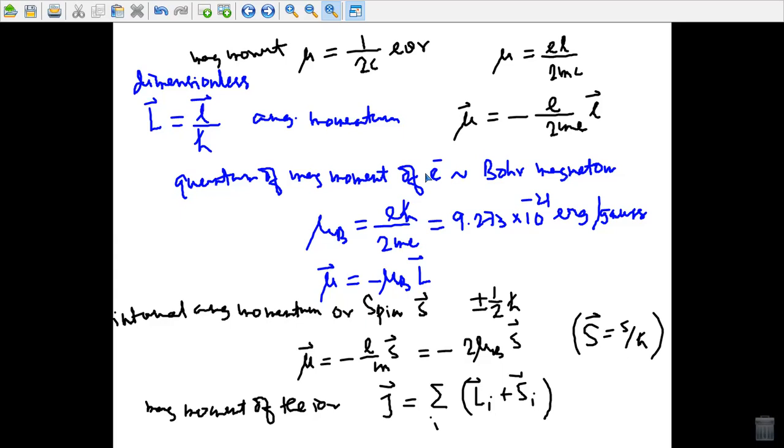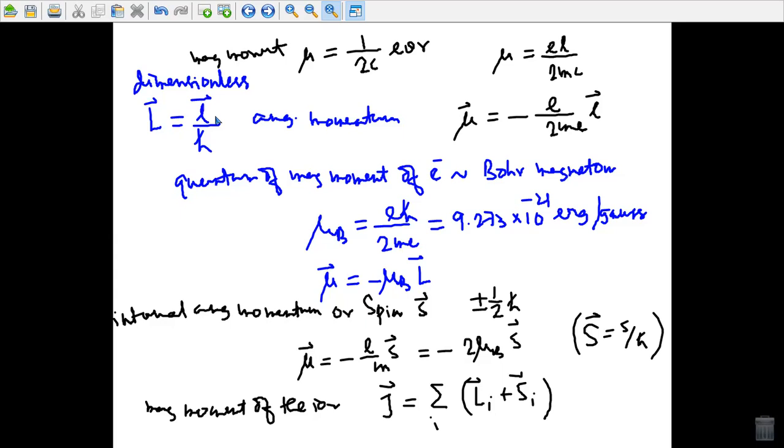It is therefore convenient to define a dimensionless vector capital L, which measures the angular momentum in units of h cut, like capital L equals small l by h cut, where small l and capital L are both called the angular momentum. We will leave no room for confusion between the two of them. The capital L is the dimensionless vector of angular momentum in units of h cut, and small l and capital L both are called angular momentum.